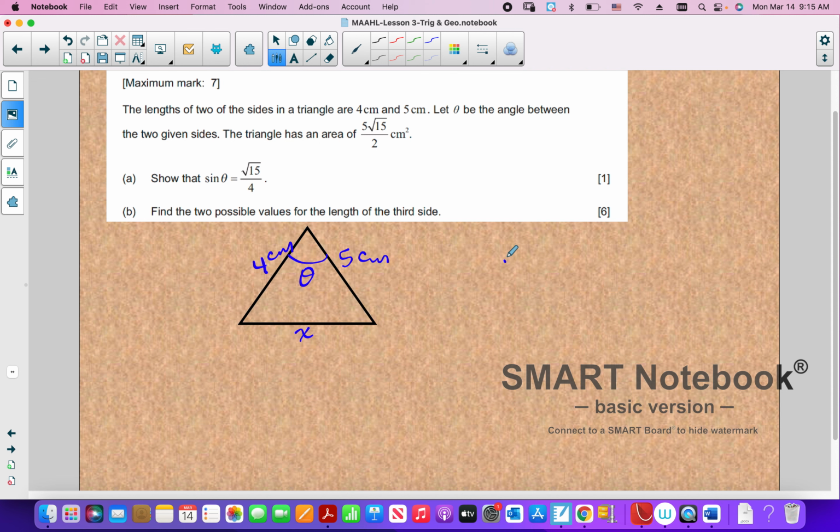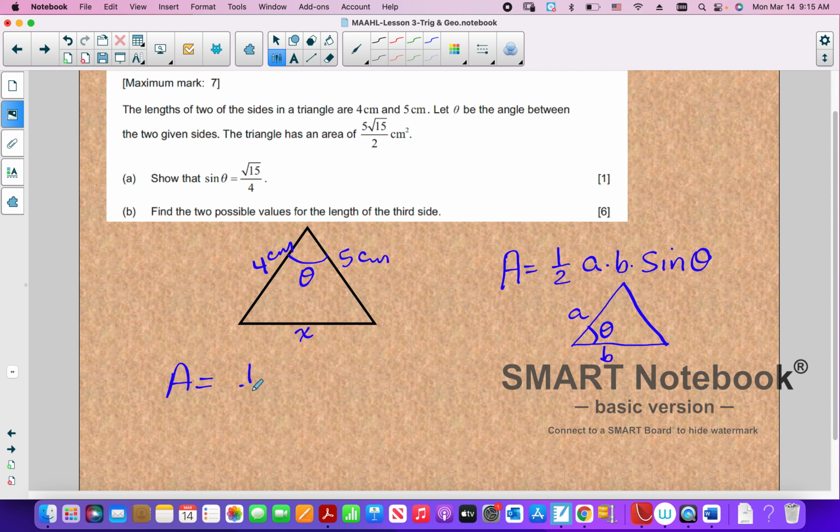Okay, the formula that we'll be using: the area is equal to half A times B times sine theta. Meaning any triangle, if you are given two sides, that's side A, that's side B, and the angle in between, then the area is equal to half times the length of side A times the length of side B times sine of the angle in between. That's it. Let's apply the rule in here.